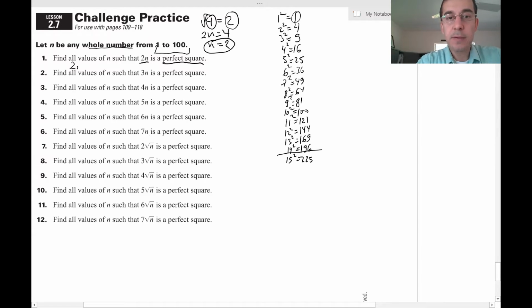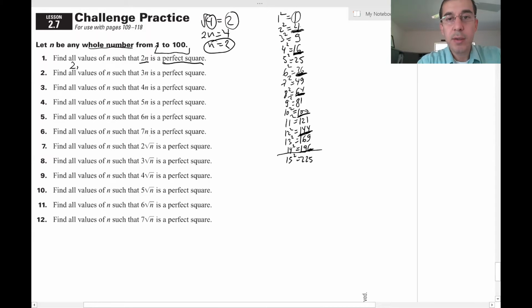Then 9, we have 9. Well, 2n equals 9. n is going to be a decimal number. That's not a whole number. So basically what we have to look for is even numbers, not odd numbers. So we look at 4, 16, 36, 64, 100, 144, and 196.